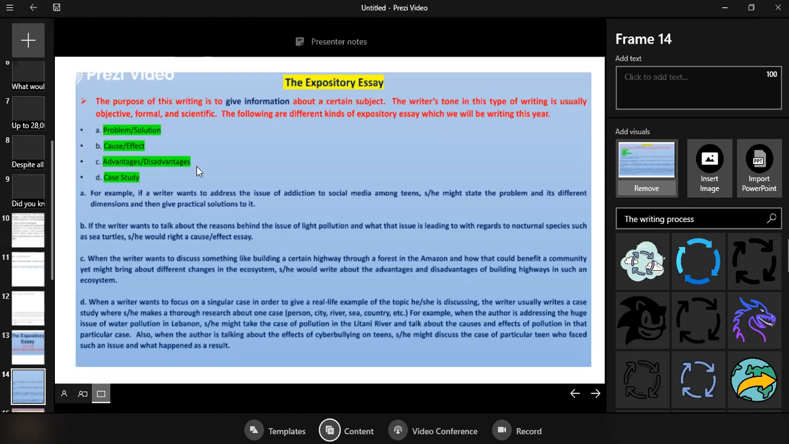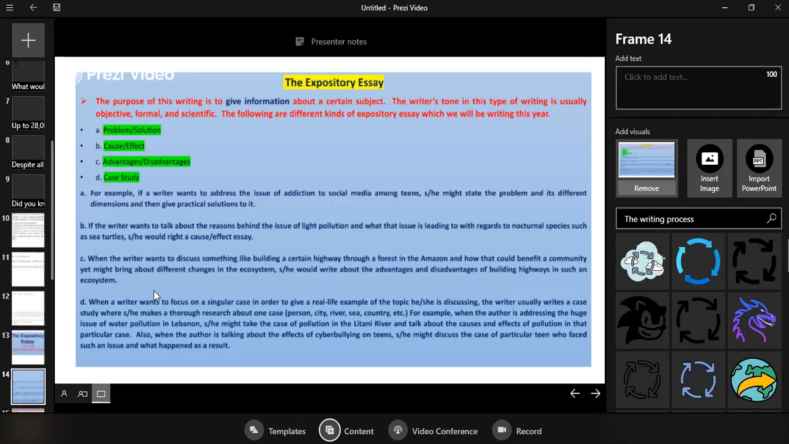Now, letter C, Dana. In an advantages, disadvantages essay, what would a writer do? Can you please read? When the writer wants to discuss something like building a certain highway through a forest in the Amazon and how that could benefit a community, yet might bring about different changes in the ecosystem. Okay. She or he would write about the advantages and disadvantages of building a highway in such an ecosystem.